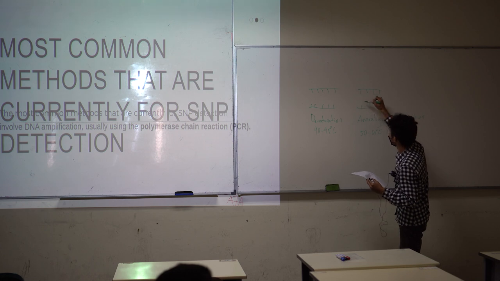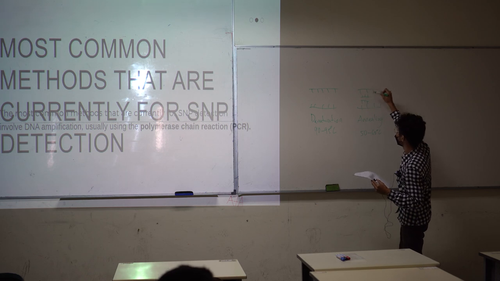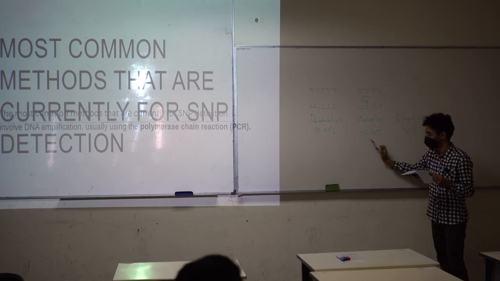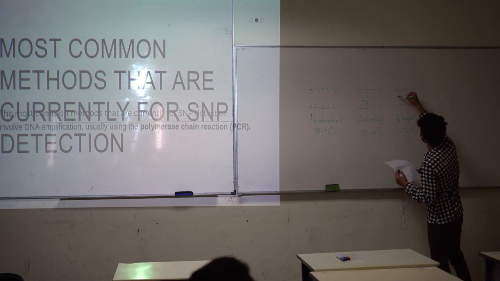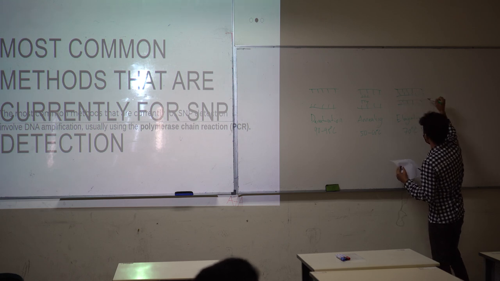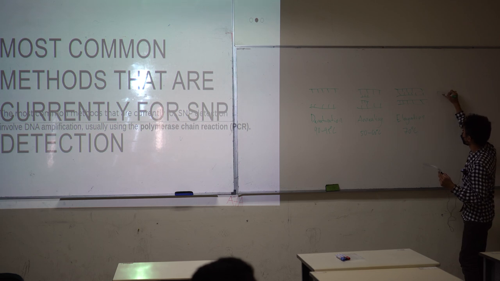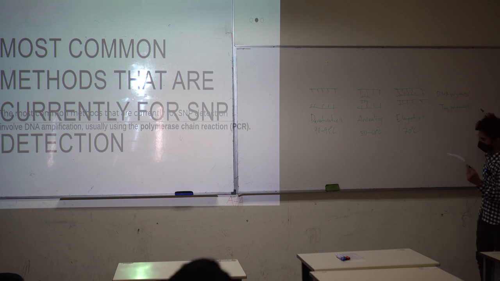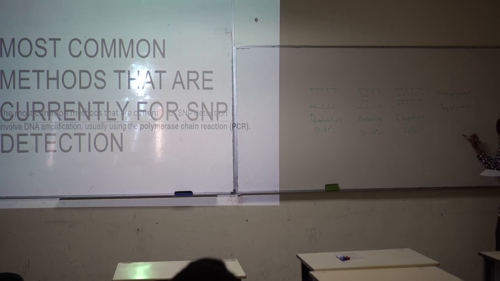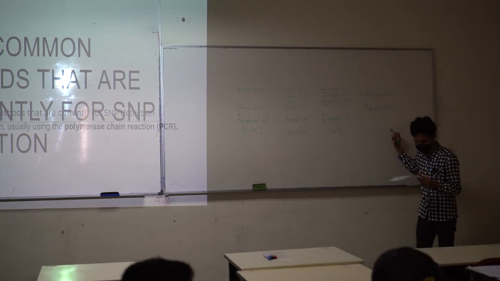So the annealing is when you insert your primer here. Okay, so this primer will bind to your single strand at 50 to 60 degrees Celsius because you lower the temperature, and elongation will occur. Right, elongation will occur with your DNA polymerase, and we usually use the Taq polymerase, which is a polymerase found in bacteria, Thermus aquaticus.